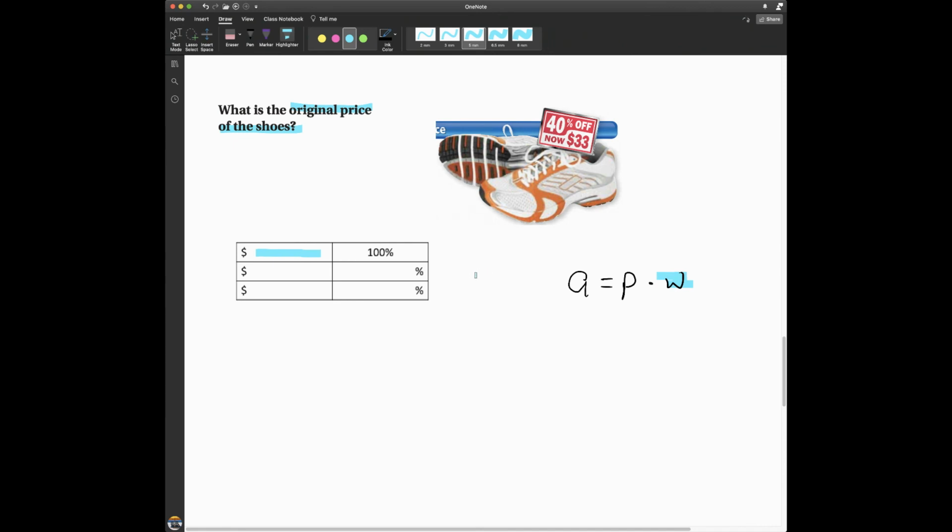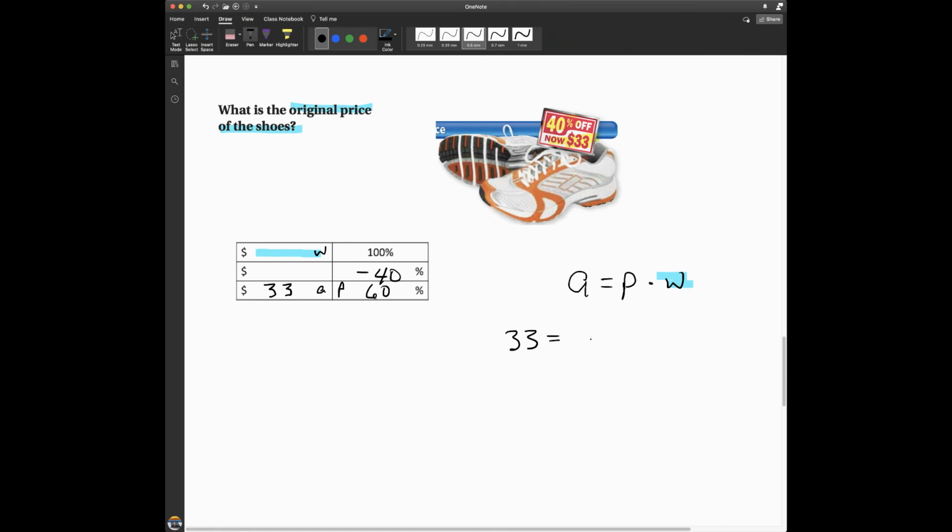Okay. Do we have any information in this problem that can help us? We do. We know that it was 40% off. We know what the sale price is. So we know what the discount was. We know the discount was 40% off. We know what the sale price was. You paid $33. And how much of the original price was that? Well, you take 100 minus 40, you get 60%. So here was my W, that's my whole, my part, and my percent.